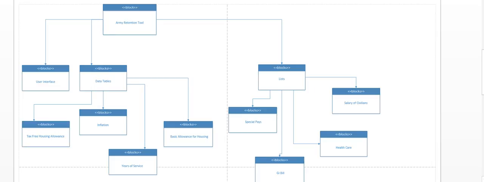And upon that, we have 4 subcategories: tax-free housing allowance, inflation, years of service, basic allowance for housing. Our next category is lists. This is information that the soldier cannot put in themselves. Upon that, we have 4 subcategories, which includes special pays, the GI Bill, health care, and salary of civilians. This concludes the block definition diagram.